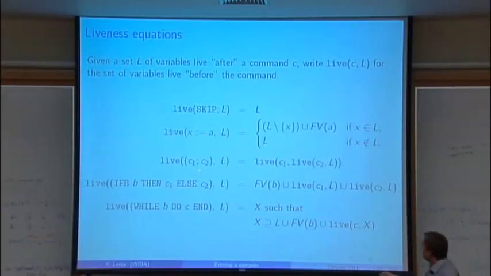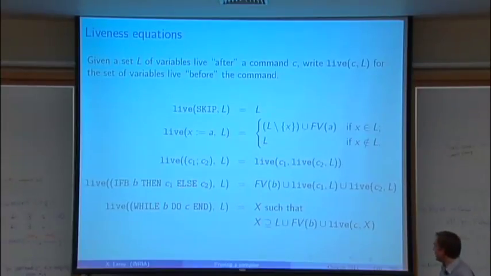Okay, so for a sequence, we just track the flow of information backwards. From L at the end of C1 we have live of C2 L, which must be live at the beginning of C1, and at the beginning of the sequence all this must be live. For an if-then-else, as I said, we consider both branches to be taken, so we just take the union of live variables before C1 and C2, and then we add the variables free in B because we need them to compute the test. And the difficult case is a while loop.